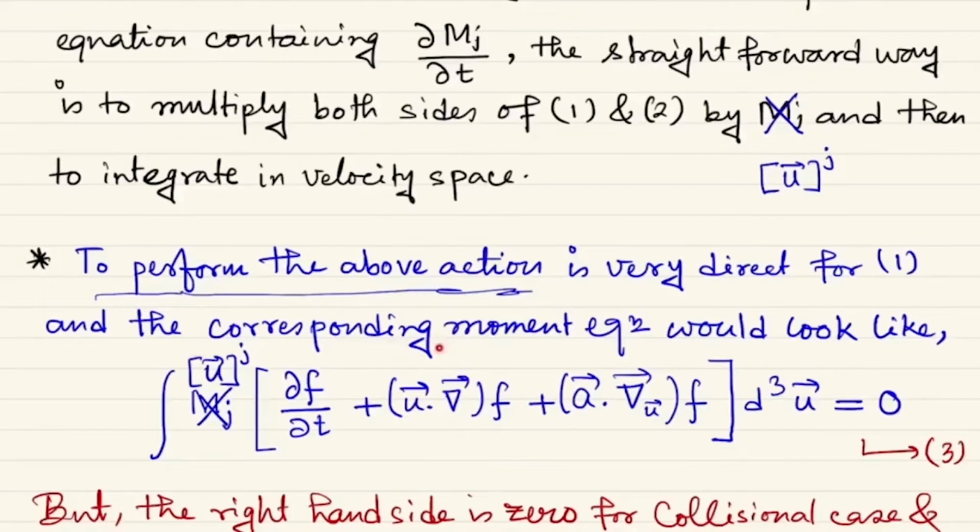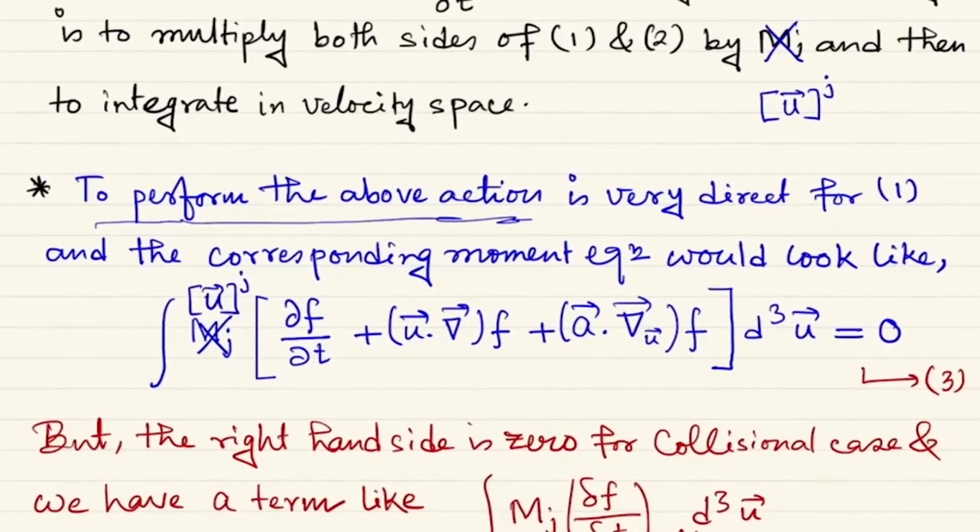Okay, and because the right hand side is 0, if you just multiply something with this, that will be 0, and then you integrate over a closed volume, that will also give you 0. The corresponding moment equation should look like simply the integration of u to the j times the total left hand side of the collisionless Boltzmann equation, equal to 0.